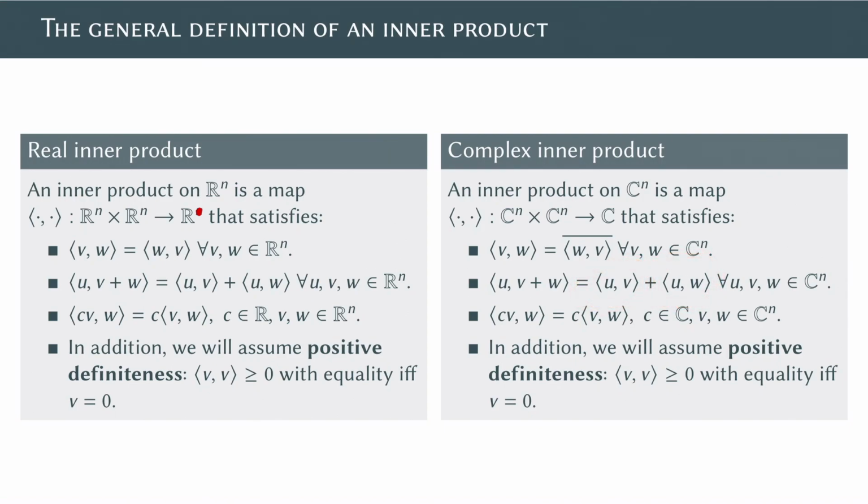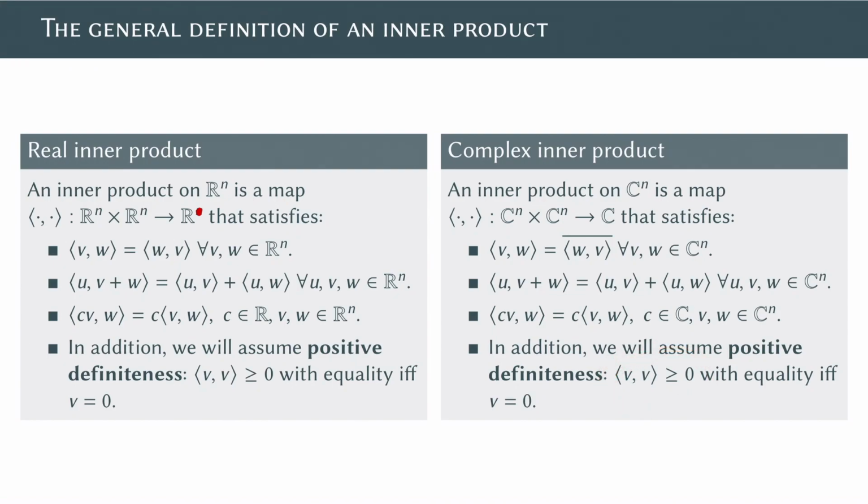And the third property says inner product of cv comma w is just c times inner product of v comma w. This is for all c coming from the complex numbers. In addition, we will assume positive definiteness, that is that inner product of v comma v is greater than or equal to 0 with equality if and only if v equal to 0.